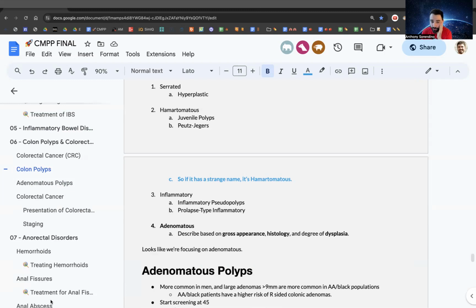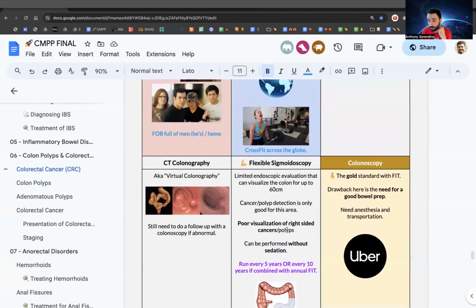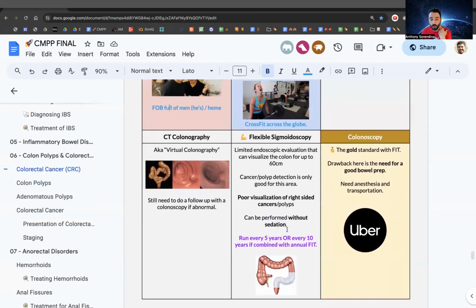So a flexible sigmoidoscopy you run every 5 years, or every 10 years if you're doing it with a FIT test as well. Okay. All right, there you go.